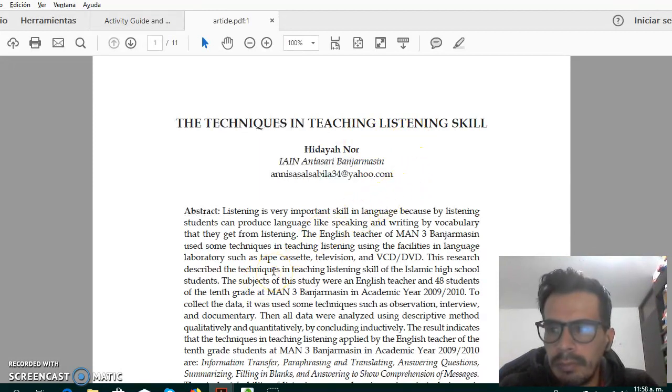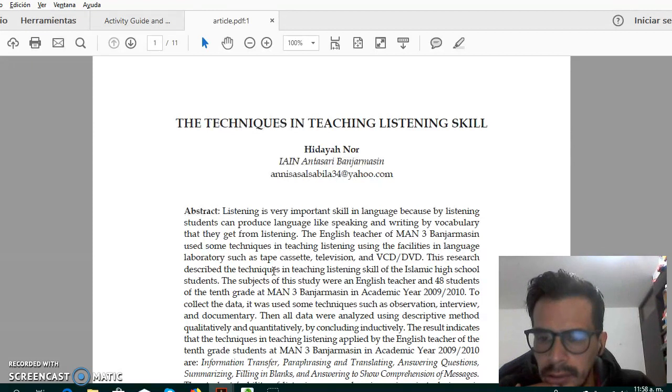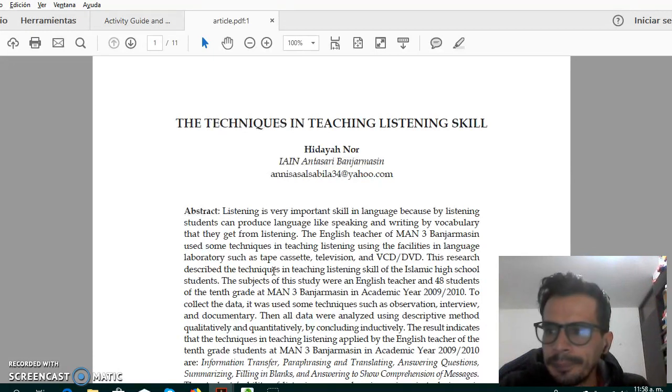This project was made at Ben Harmasin in the year 2009 and 2010, and this is the academic year, right? Both years, 2009 and 2010. Ban Harmasin is an Islamic high school. The study was made with students of the 10th grade.